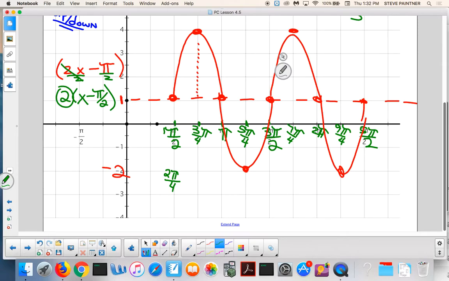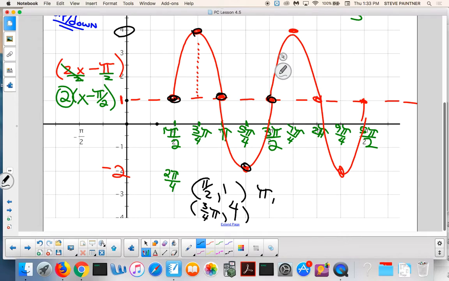I'm supposed to give you the 5 key points. What are the 5 key points? This one, this one, this one, this one, this one. So on your test, you'd say, here we go. What's this point? 1 pi over 2. Pi over 2 what? 1. Next one. 3/4 pi, comma what? 4. Then it's this one.